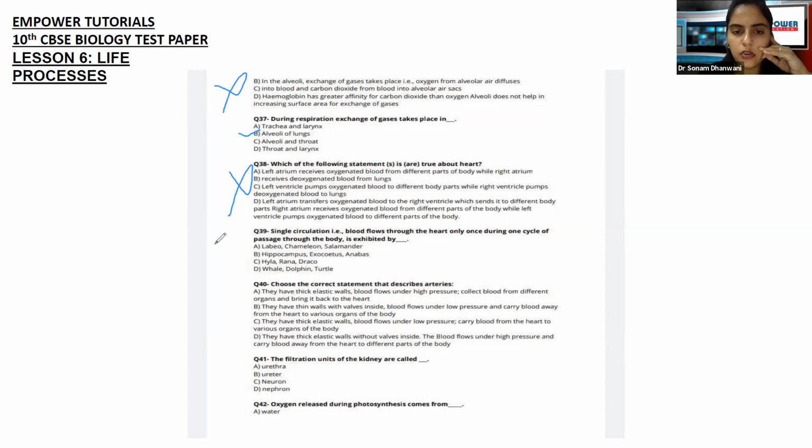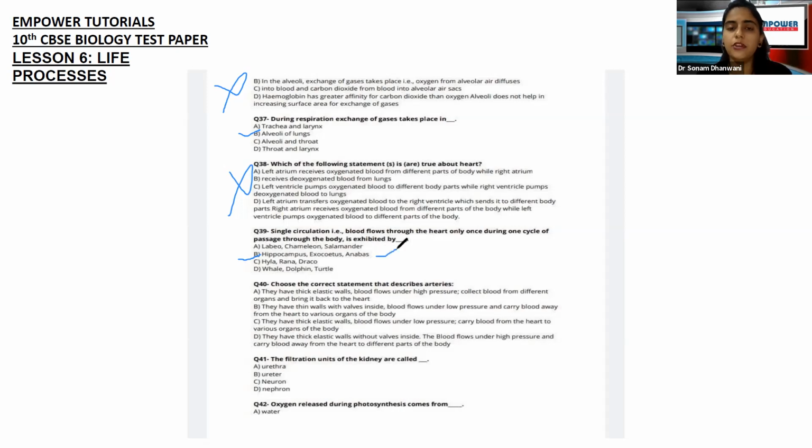Single circulation. Again, we have already discussed what single and double circulation are. Single circulation is when the blood flow, the cycle of the heart, is taking place only once. We humans have double circulation, two times the flow is happening. Whereas in some organisms, it happens only once. That is known as single circulation. So that happens in hippocampus, exocoetus, and Labeo. We have seen this earlier as well.